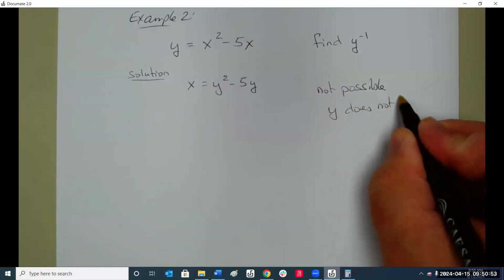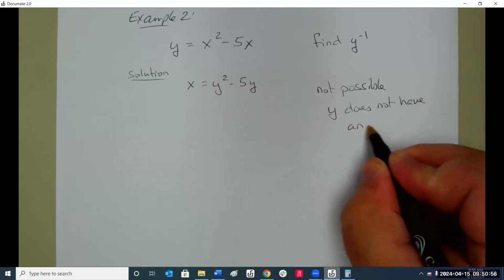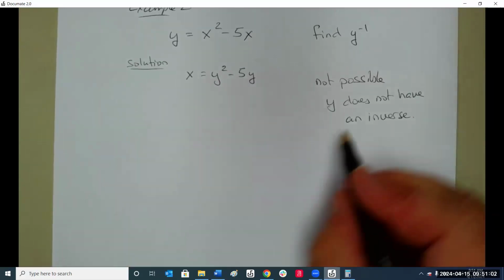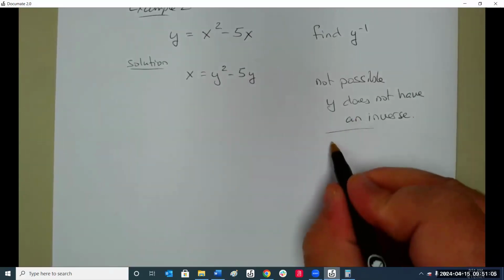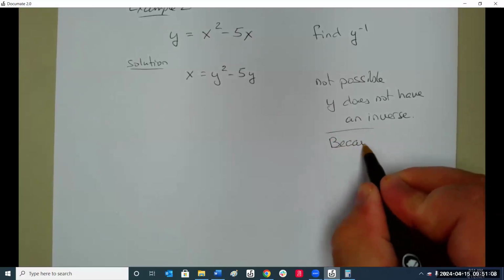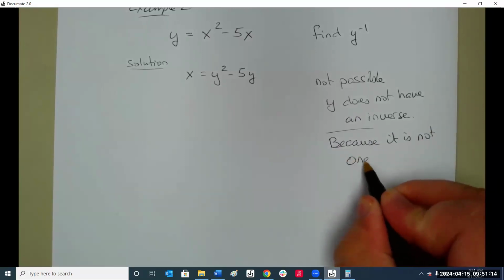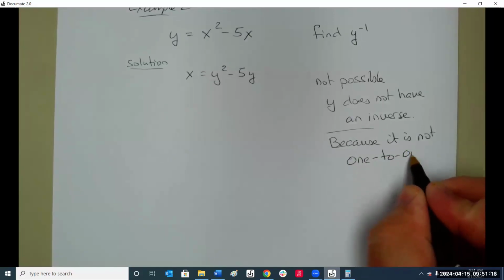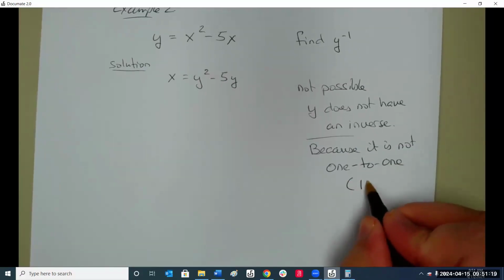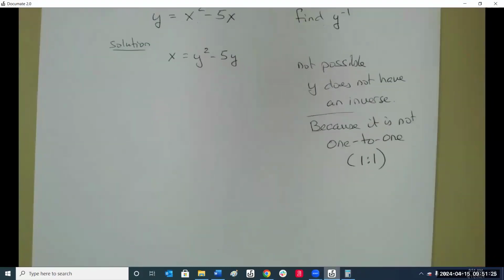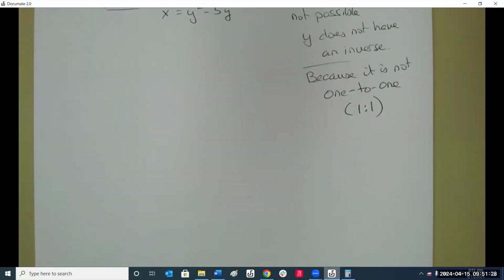Y does not have an inverse, because it is not 1-to-1. Right. For 1-to-1 is for every one X, there's one and only one Y.